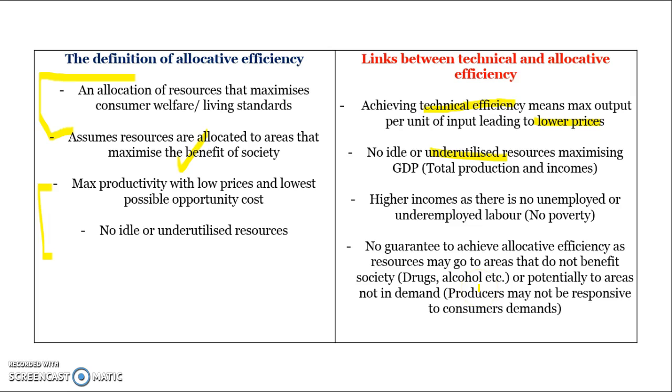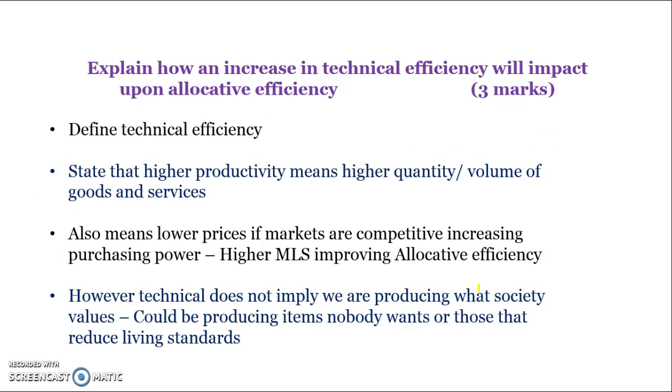There's no guarantee, however, that technical efficiency maximises allocative efficiency, because we can be as productive as possible and have no spare labour resources, but it doesn't mean we're shifting resources to areas that are best for society. By responding to consumers' demands, producers may actually produce things that have a negative impact on society, like drugs and alcohol.